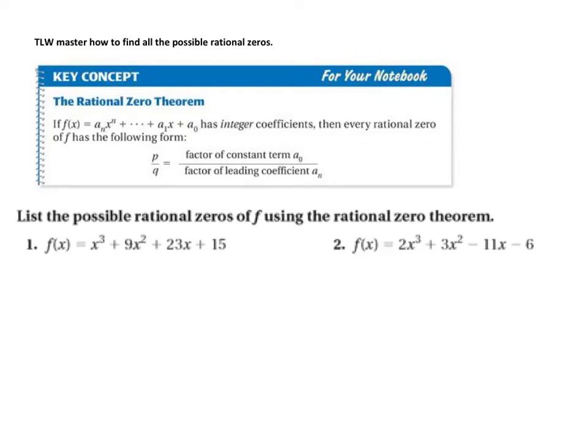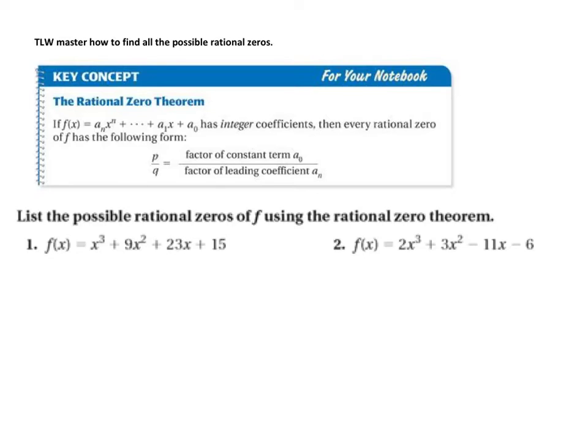Alright guys, today's goal: the learner will master how to find all the possible rational zeros. So it says the rational zero theorem. If f of x equals a sub n x to the n plus up to a sub naught has integer coefficients, then every rational zero of f has the following form: p divided by q, factors of the constant term divided by factors of the leading coefficient.